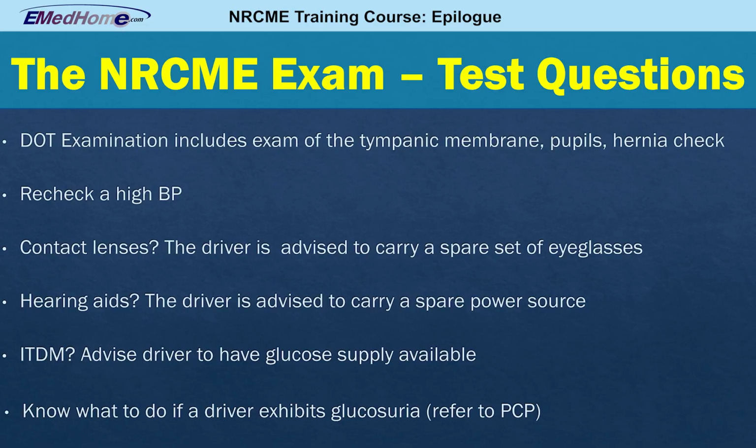For an insulin-dependent diabetic, a supply of available glucose in case of a hypoglycemic episode should be recommended. Know what to do if a driver exhibits glucosuria. The correct next step is to refer the driver to a primary care provider for evaluation.